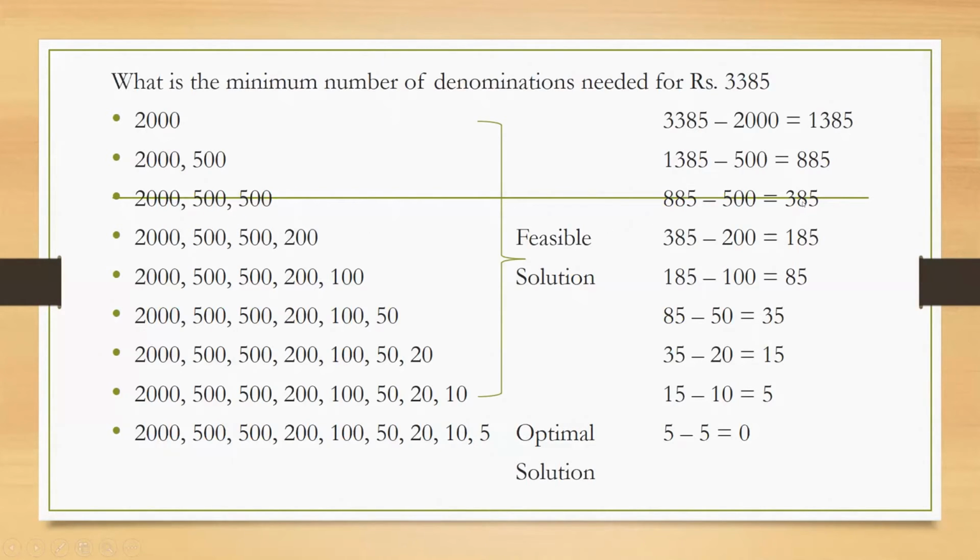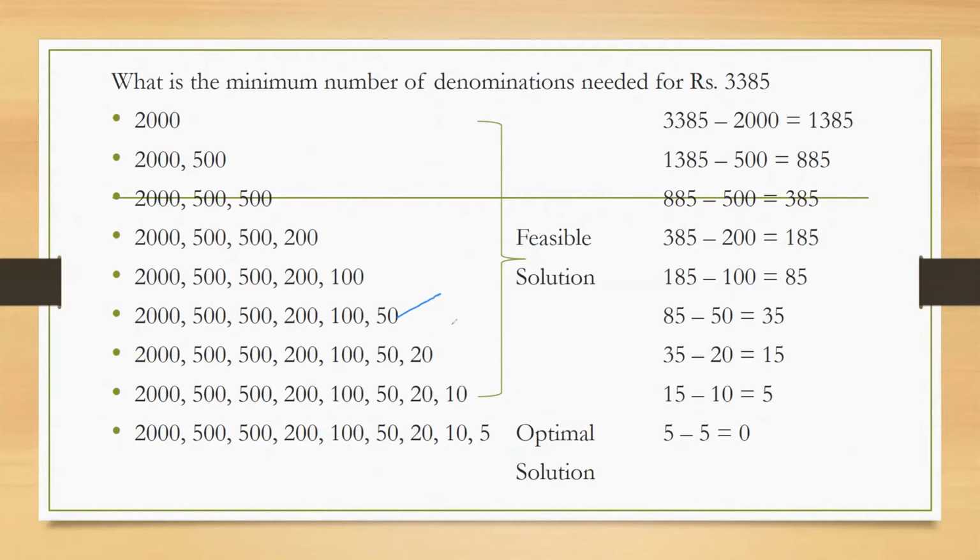Remaining 385 is there. Now I have to choose the currency for this. Which is the biggest currency? I have to go for 200. I deduct 200, the remaining is 185. For 185, the biggest currency that I can choose is 100. 185 minus 100 is 85. Next, 85 remains, so I have to choose 50. 85 minus 50, the remaining is 35.